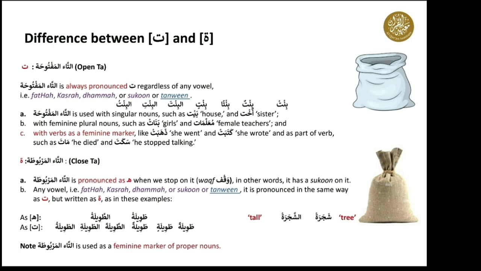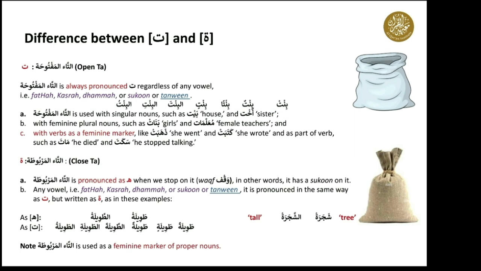On the other hand, ta marbuta is pronounced as ha when we stop on it as waqf. In other words, it has a sukun on it. Ta marbuta with any vowel, that is fatha, kasra, dhamma, or sukun or tanween, is pronounced in the same way as ta. Examples of ta marbuta sounding as ha: shajara, ash-shajara, that means tree. Tawila and at-tawila means tall. Here, ta marbuta is pronounced as ha.